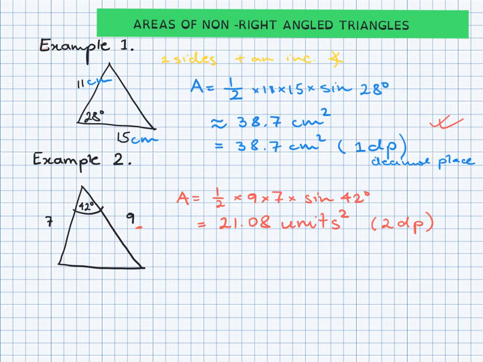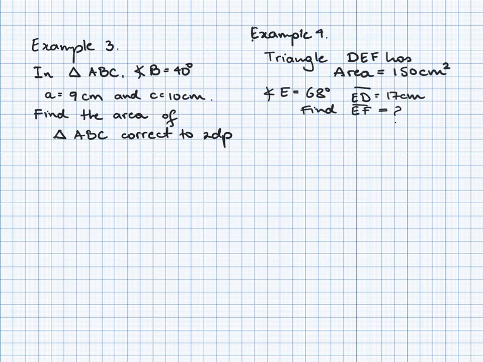Okay, let's have a look. What do we have on the next page? I'm hoping that we have examples. So yes, we do. Example 3. In triangle ABC, now we have a triangle given. Angle B is equal to 40, A is 9 and C is equal to 10. Find the area of triangle ABC correct to 2 decimal places.